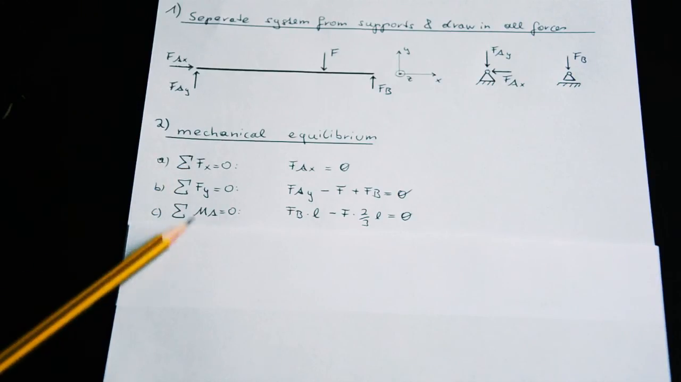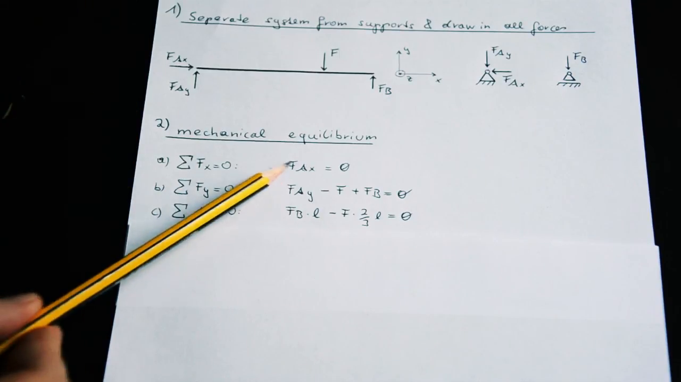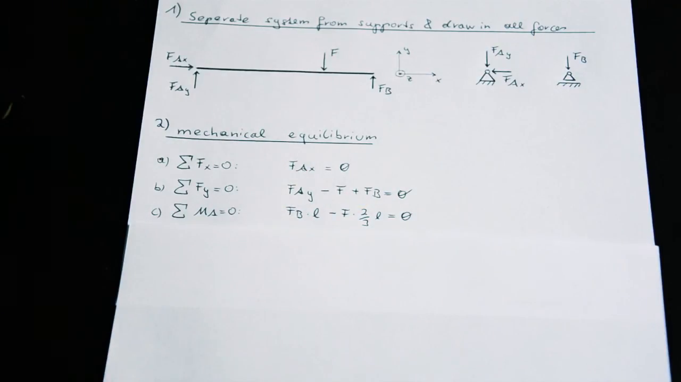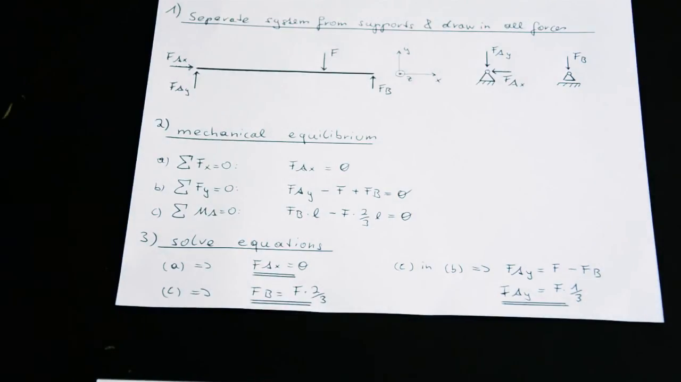So now we got 3 equations for 3 unknown quantities. Now the last step is we just have to solve this system of equations. Just for remembering, we can solve a system of equations if we have equal or more equations than unknown quantities. Yeah? In that case, we have 3 unknown quantities, Fax, Fay, and Fb for 3 equations. So we can solve this system of equations. From the first equation, we directly get Fax is equal to 0.